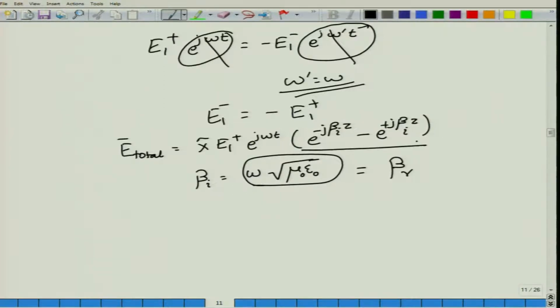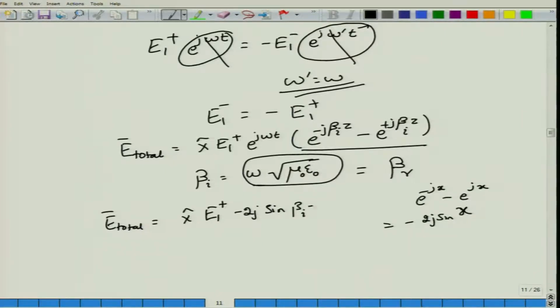Because beta r is equal to beta I, I can replace this r subscript here with I. What is this expression in here? Exponential of e power minus jx minus e power jx is actually minus 2j sin x, correct? This is a sin x expression and 2j gets multiplied out there. Therefore, the total electric field in region 1, which is now the sum of incident and reflected waves, has of course the same direction as x, but is given by E1 plus, we will write this as minus 2j sin beta I z, right.